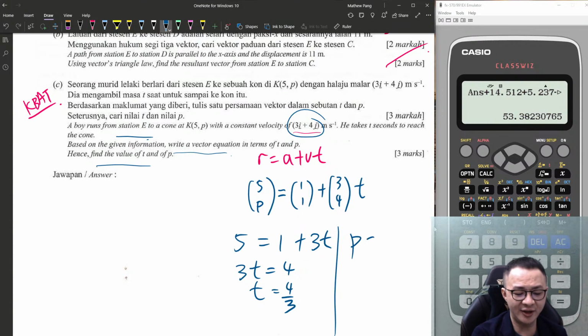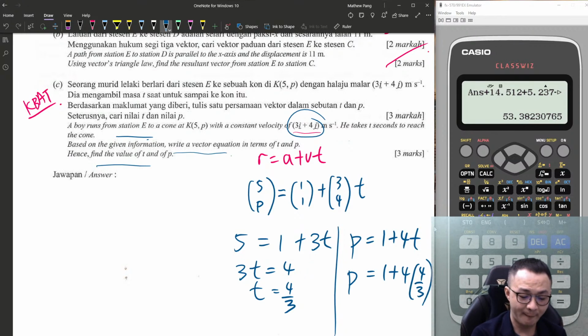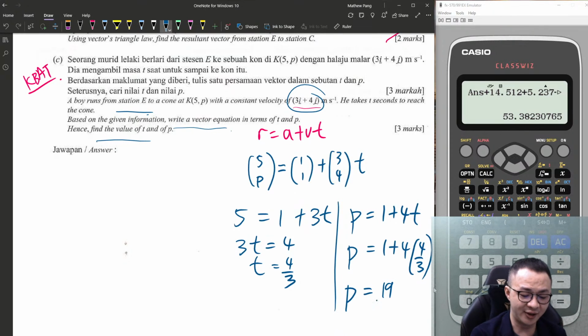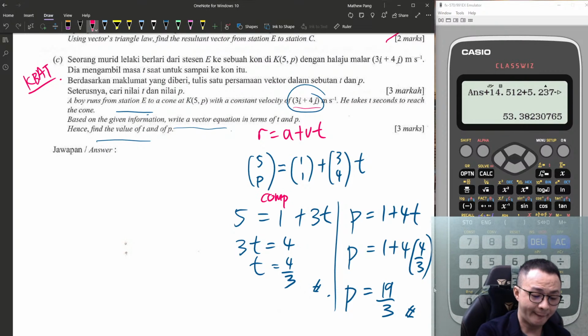Then p equals 1 plus 4t. So p equals 1 plus 4 times 4 over 3, so p is 19 over 3. Done. This is how I find p and t. What I'm doing here is comparing i, and then this one I'm comparing j.